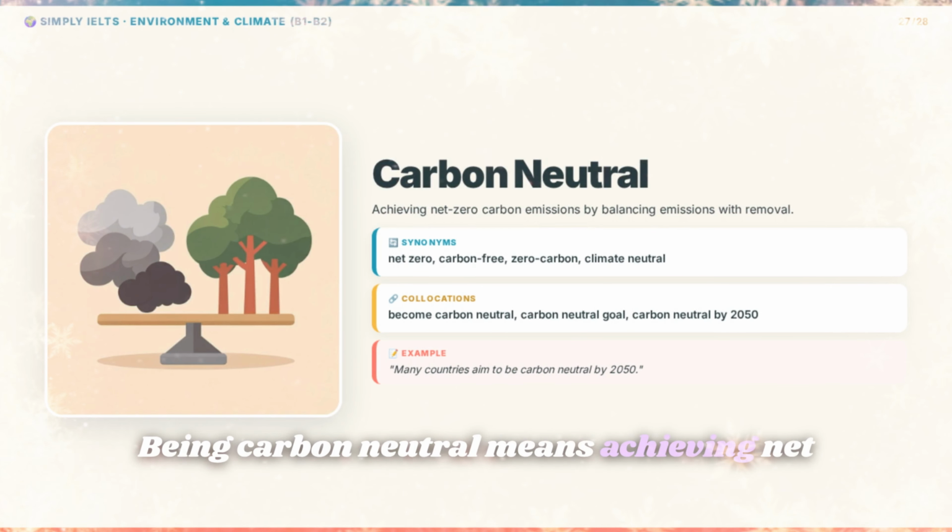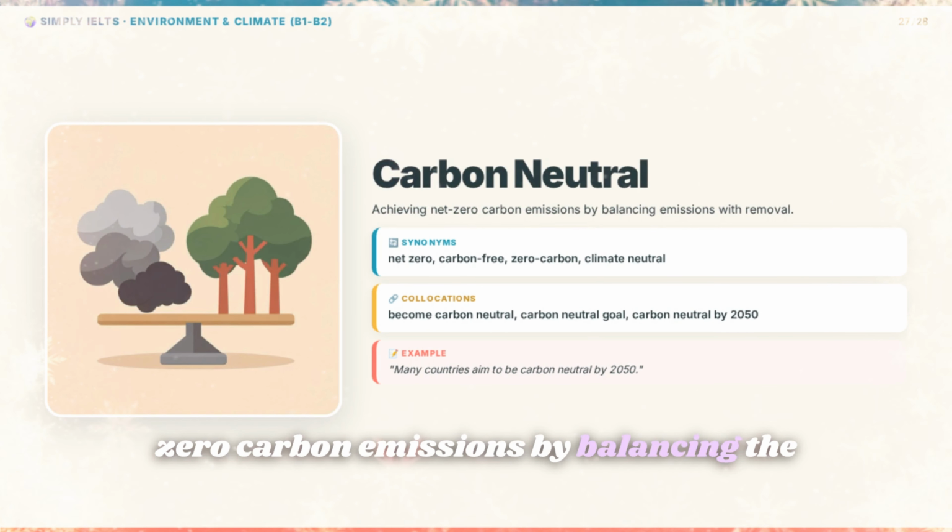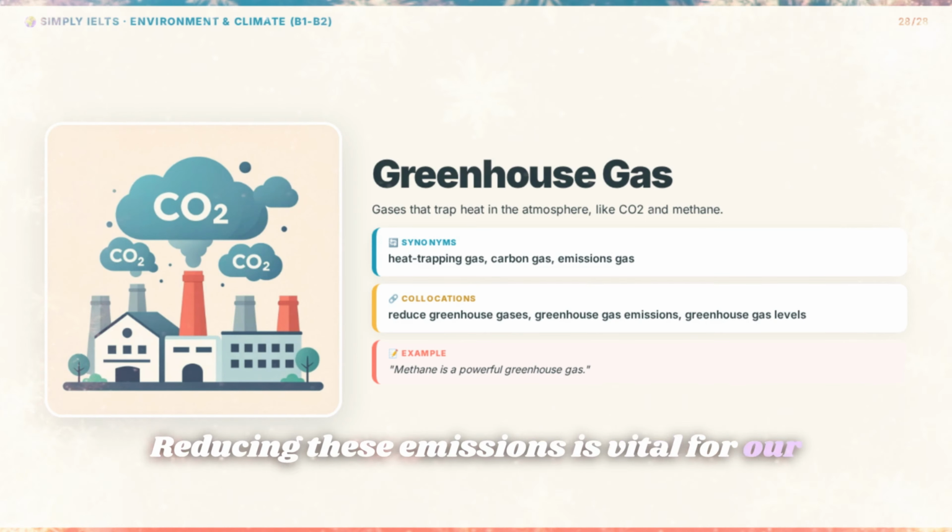Being carbon neutral means achieving net zero carbon emissions by balancing the amount of carbon released with the amount removed from the atmosphere. Greenhouse gases are gases in the atmosphere that trap heat, such as carbon dioxide and methane. Reducing these emissions is vital for our climate.